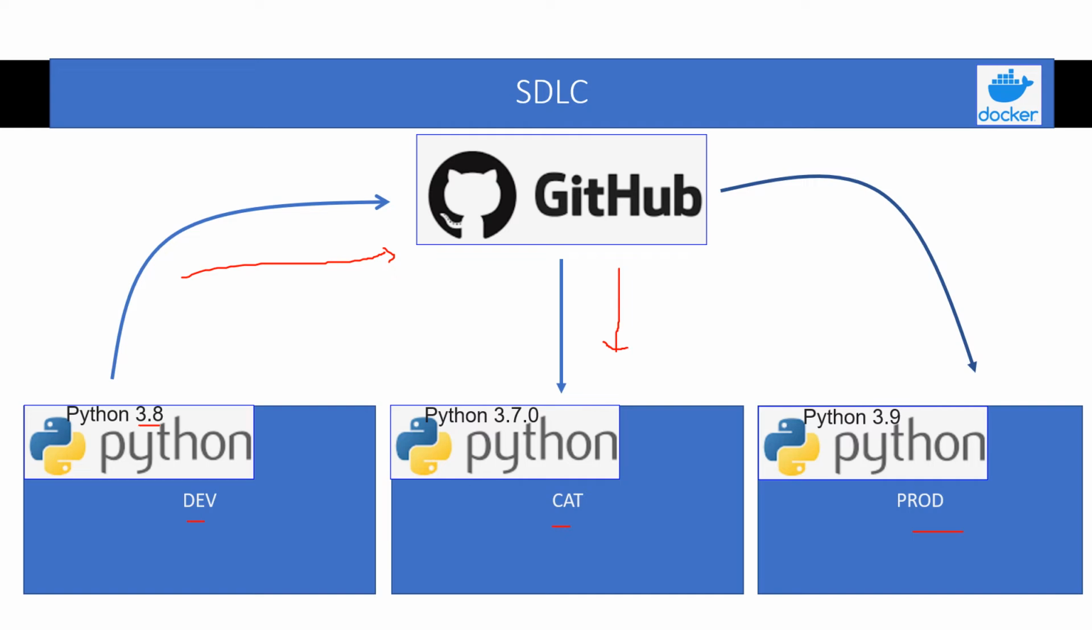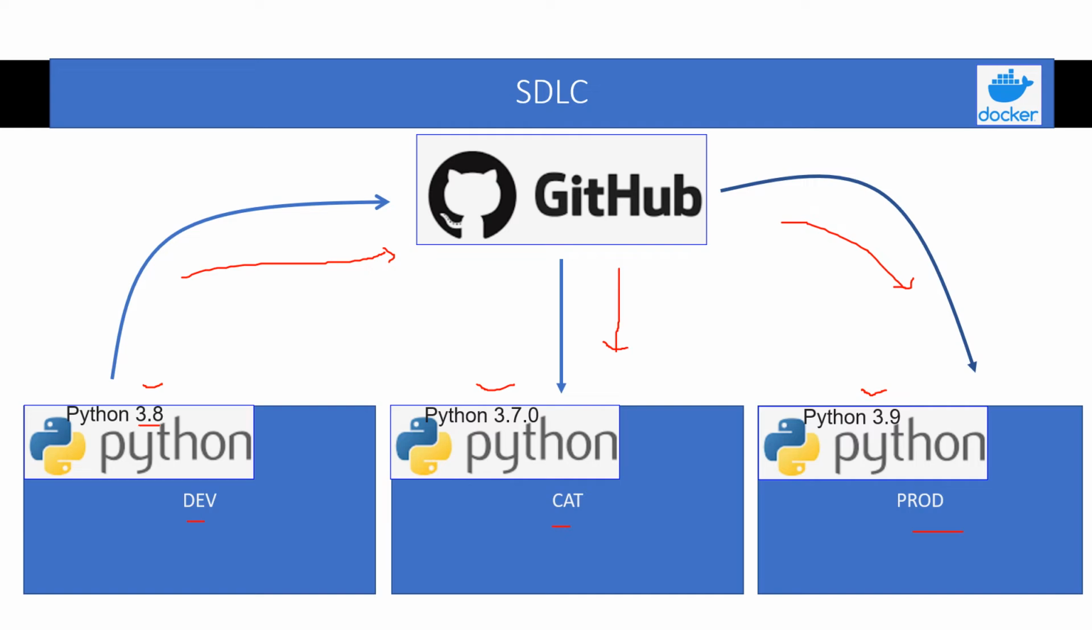If it is bug free, it goes to your prod environment. The challenge you might have is that in the dev environment, they might be using 3.8, in cat it might be 3.7, and in prod it might be 3.9. Sometimes what will happen is the script which works in the dev environment might not work in cat, or if it works in cat, it might not work in prod. There are always going to be some sort of dependencies, and you will have to be on the same platform across all three environments.